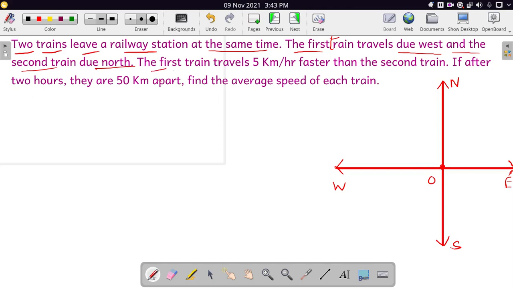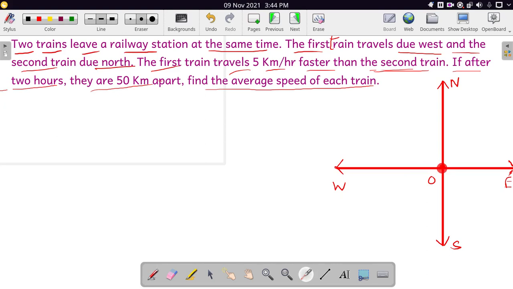The first train travels 5 km per hour faster than the second train. If after 2 hours they are 50 km apart, find the average speed of each train. This is what we need to find. Now let us look at this diagram very carefully. Here O is the railway station.